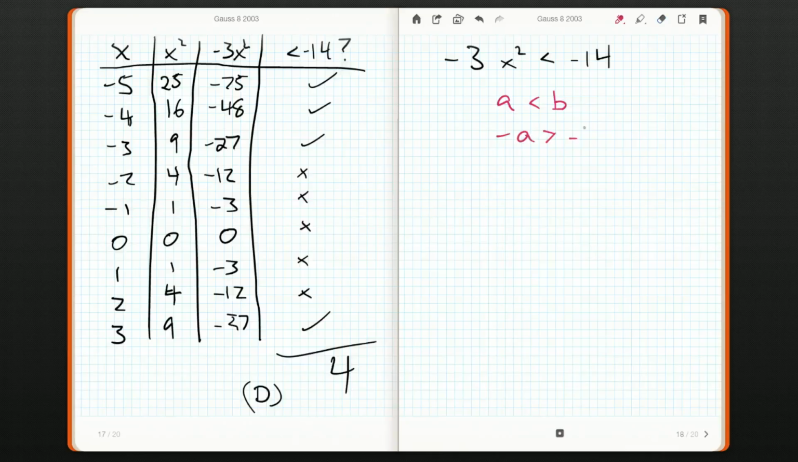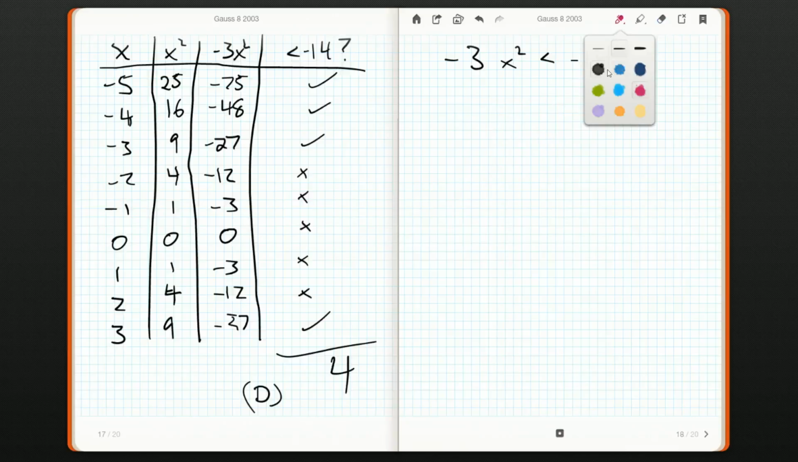-a becomes greater than -b. So, for example, if you have 2 less than 3, -2 is greater than -3. -3 is less than -2. So it flips around. When we multiply or divide by negative numbers with inequalities, things flip around. And that's an important thing to know. Okay?